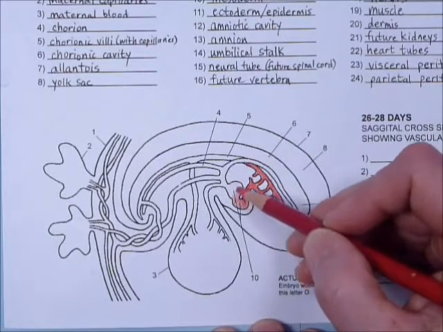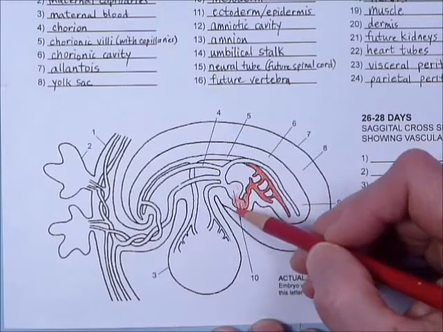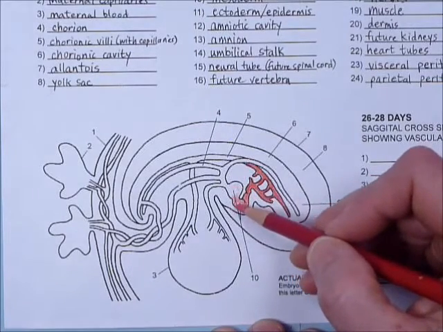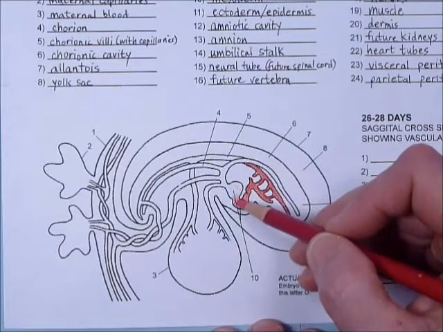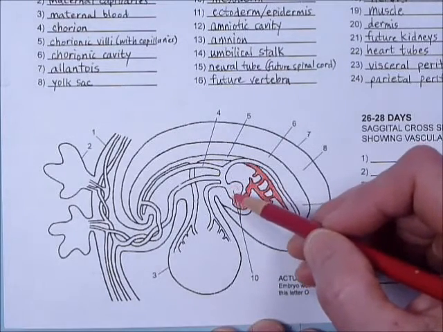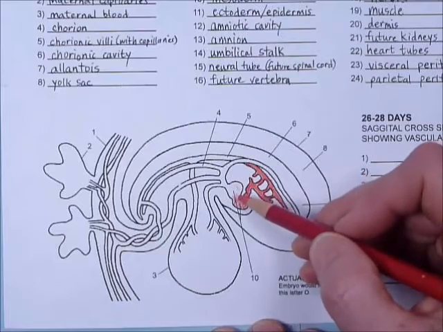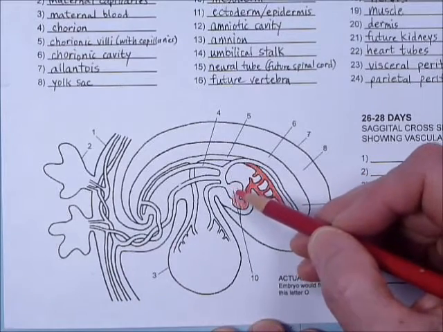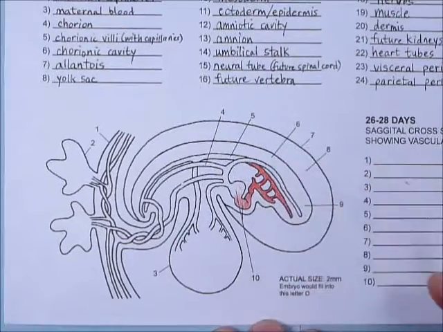However, it doesn't wait to start beating until it's completely formed. Even at this stage, these cells know that they're cardiac cells. And remember, they have those gap junctions, they're communicating, and they know that they're going to have to beat for many, many years to come. And they go ahead and start squeezing and beating, even at this stage here.